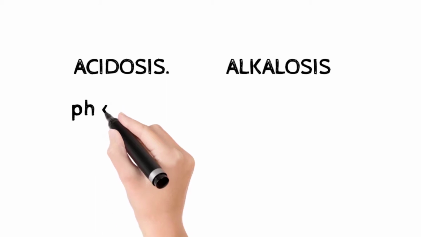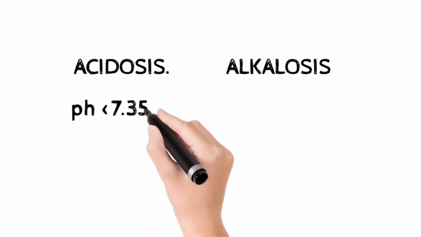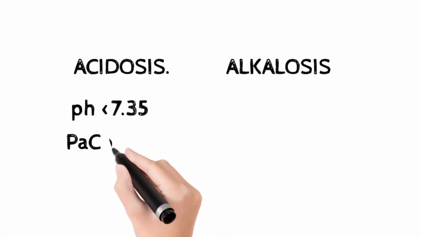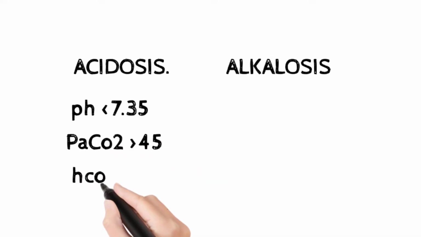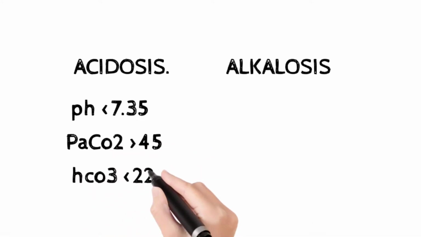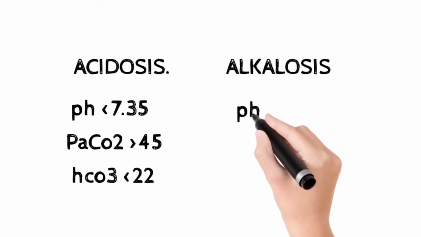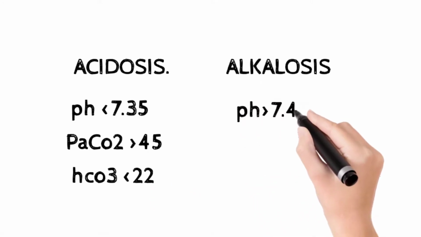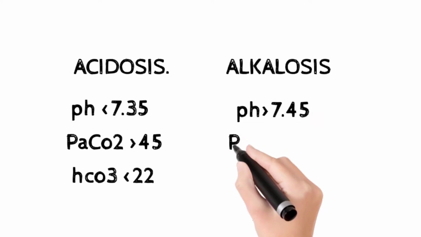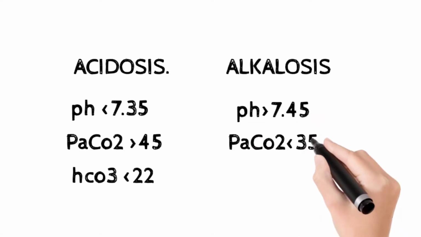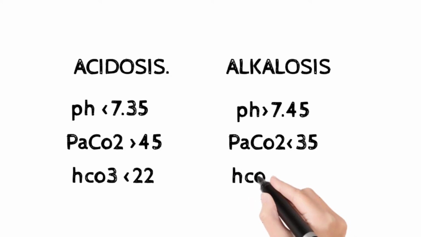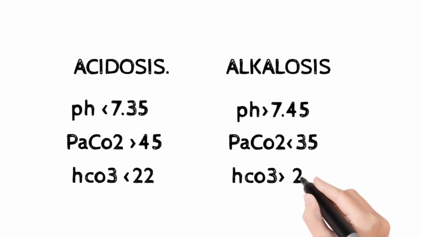If pH is less than 7.35, it is acidosis. PaCO2 greater than 45 is acidosis. HCO3 less than 22 is acidosis. pH greater than 7.45 is alkalosis. PaCO2 lesser than 35 is alkalosis. HCO3 greater than 28 is alkalosis.